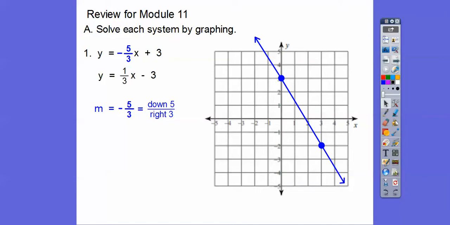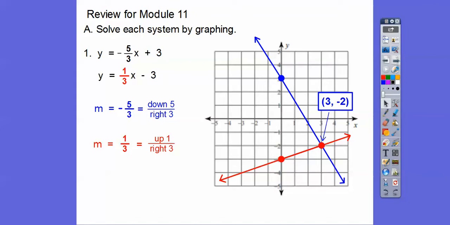So now let's do the second line in red. This one has a -3, so I'm going to plot the -3 first because the y-intercept is -3. And then the slope of this line is 1/3, which means we go up 1 to the right 3. Up 1 to the right 3, and you'll see it goes through that point right there, and then connect those up. These two lines intersect right there at 3, -2.